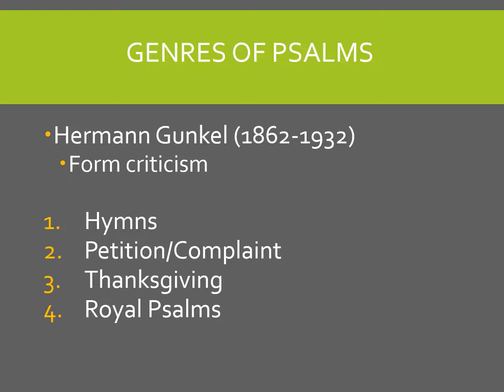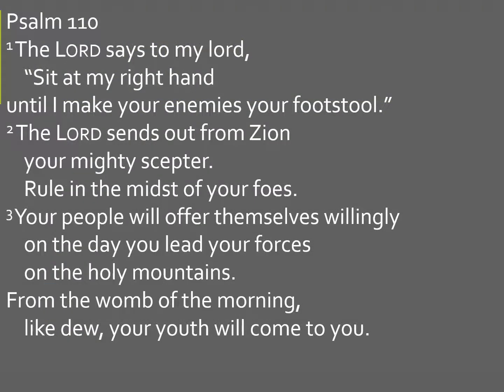One of the most peculiar genres that we see in the Book of Psalms are the royal psalms. The royal psalms are typically written by an author who reflects a royal point of view. They often express a concern for the community and what a ruler might look out on and be concerned in his or her rulership. For example, Psalm 110 says, "The Lord says to my Lord, sit at my right hand until I make your enemies your footstool. The Lord sends out from Zion your mighty scepter, rule in the midst of your foes. Your people will offer themselves willingly on the day you lead your forces on the holy mountains. From the womb of the morning, like dew, your youth will come to you."